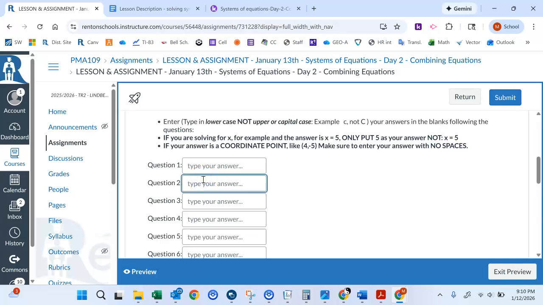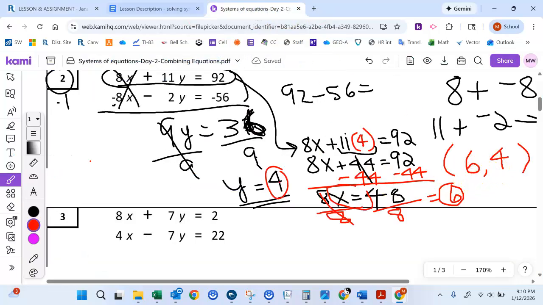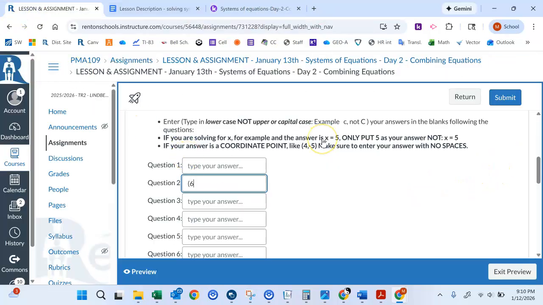So that was question number 2. You'd go parenthesis, and then what was the other part? We have 6, 4, right? So we go 6, no space, comma, no space, 4, and then parenthesis, okay? If there's a negative, you put negative, just like that, but right now there's not a negative. So that's how you enter it in with no spaces, okay?